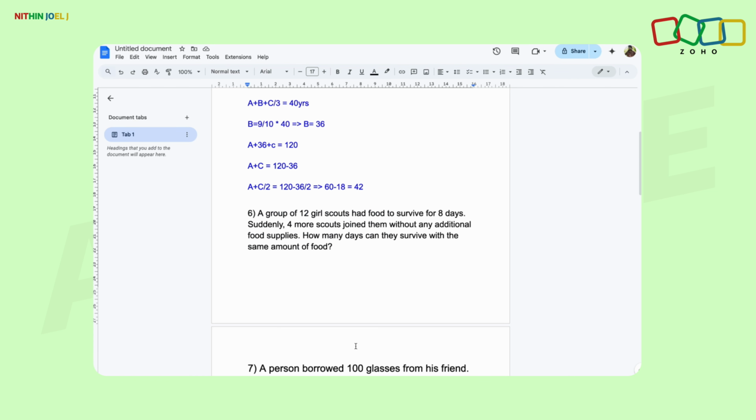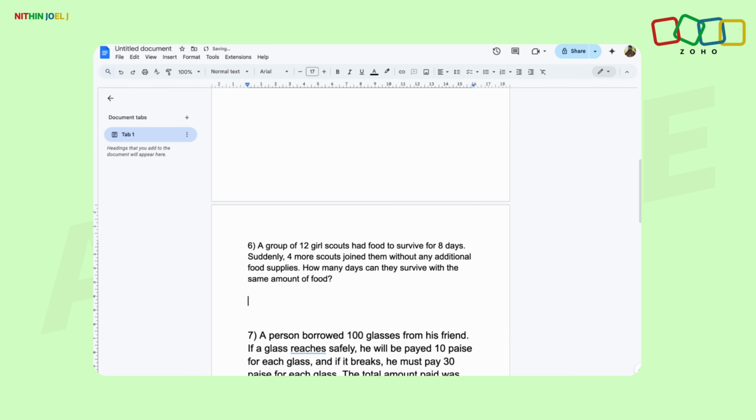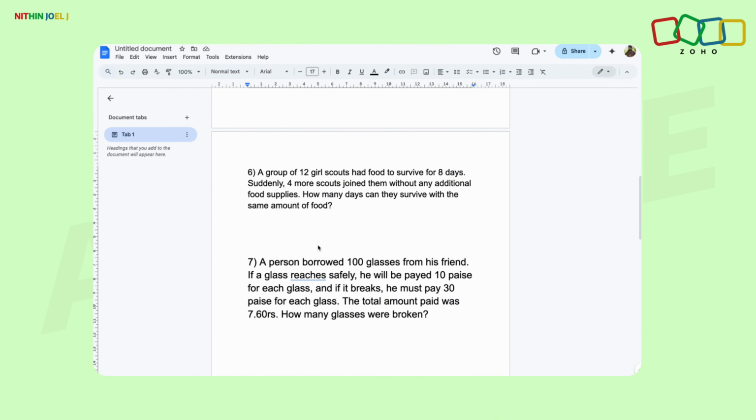So next, let me bring this to the next page. Okay, so now in the sixth question, the statement is: a group of 12 Girl Scouts had food to survive for 8 days.